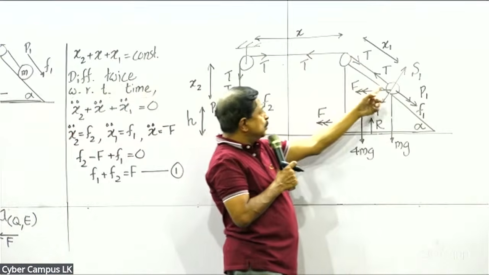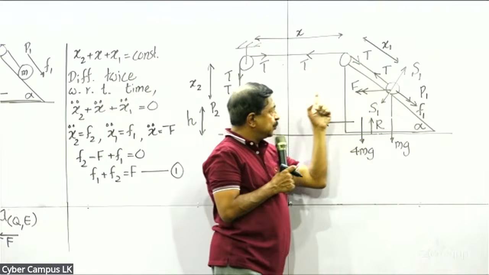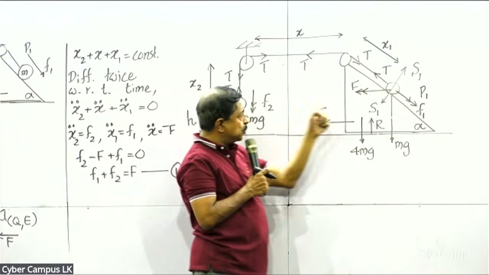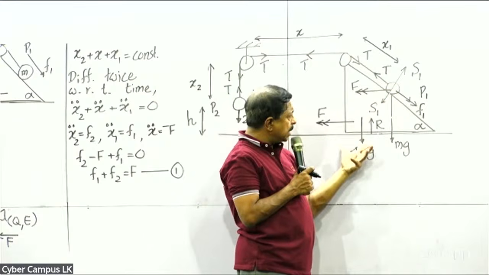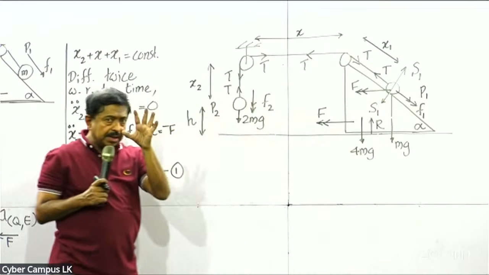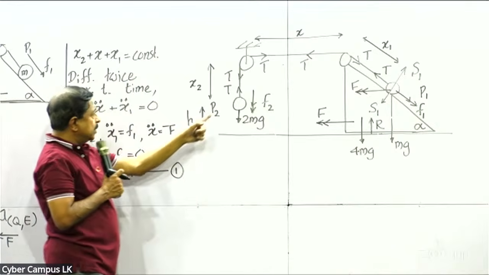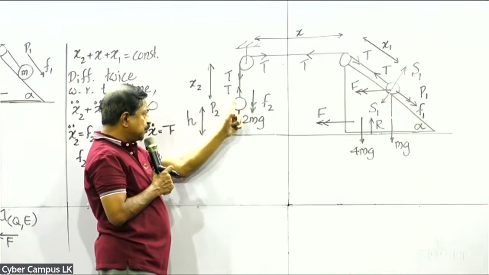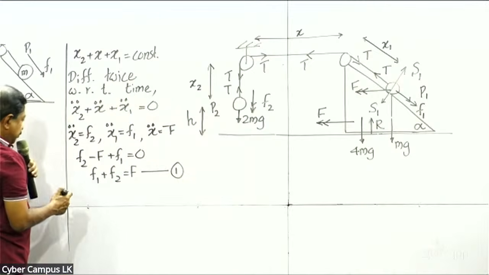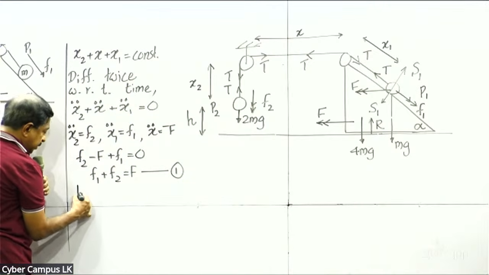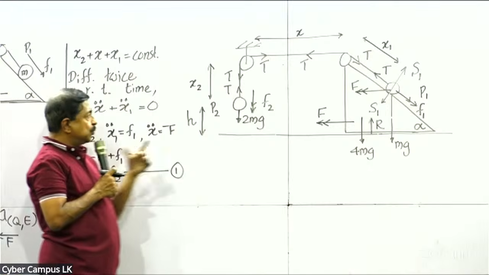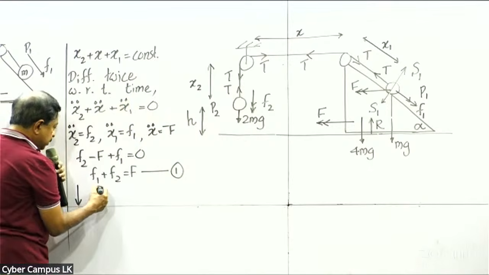Just apply Newton's law for this particle, and for the system. We'll later identify what kind of a system we are using here. Now we'll apply F equals ma for this, in the direction of its acceleration. That would be better.